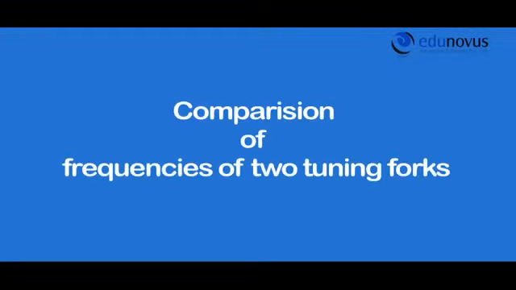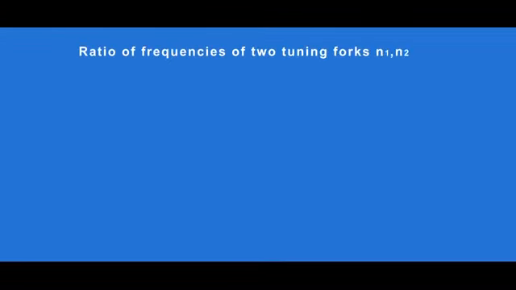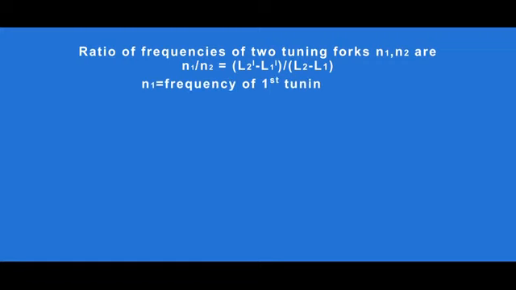Now, let us see how to compare the frequencies of two tuning forks. The ratio of frequencies of two tuning forks, N1 by N2, is equal to L2 dash minus L1 dash divided by L2 minus L1. N1 is equal to frequency of the first tuning fork. N2 is equal to frequency of the second tuning fork.